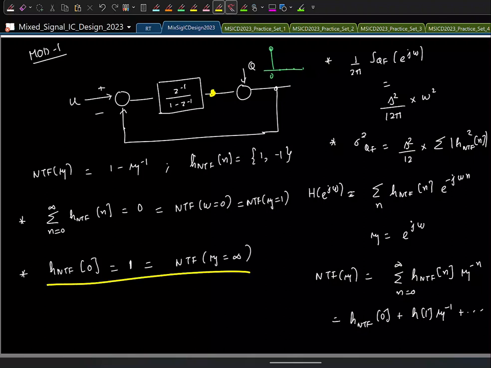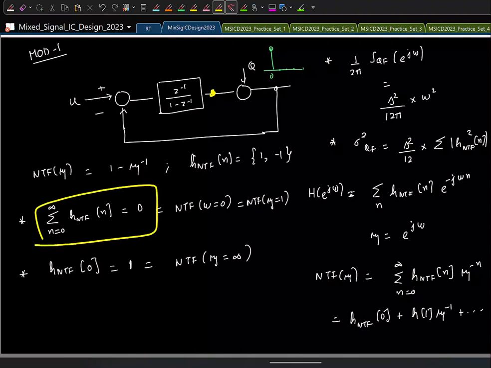So this is one condition that we have to satisfy for practical realizability of this NTF. The NTF evaluated at z equal to infinity, or conversely, the first sample of the NTF's impulse response, has to be 1. That will only ensure we can have this realized in practice. Is that clear? And similarly, if it were a high pass NTF, this should be 0. Cool. So now we have looked at this first order modulator in some detail.